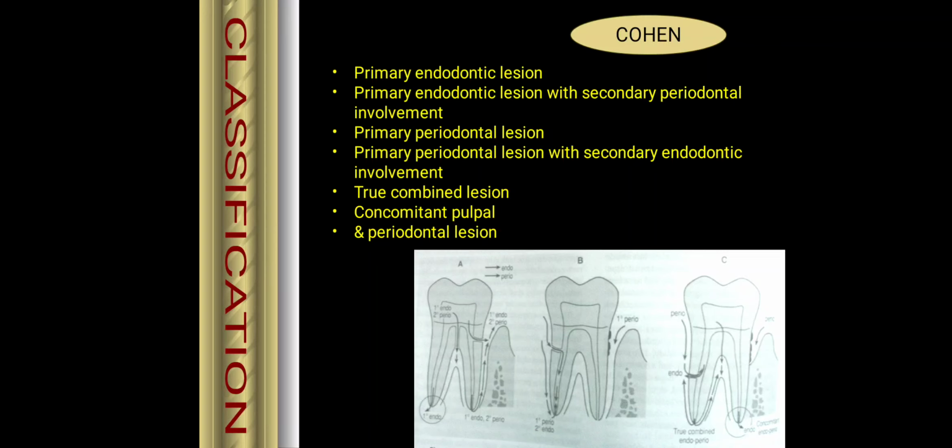Coming to the classification given by Cohen, the first one is the primary endodontic lesion, then the primary endodontic lesion with secondary periodontal involvement, the primary periodontal lesion, and the primary periodontal lesion with secondary endodontic involvement. The other one is the true combined lesion, a concomitant pulpal and periodontal lesion.